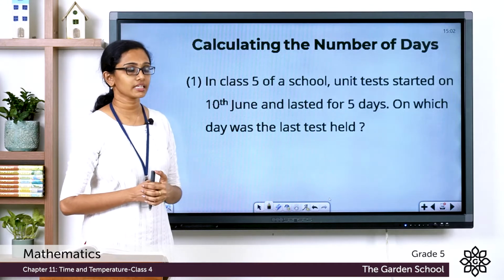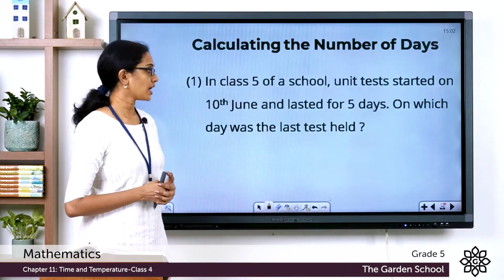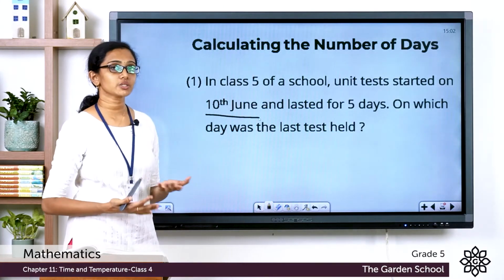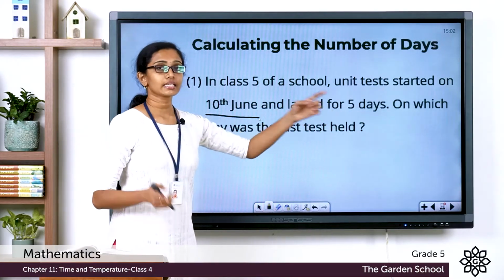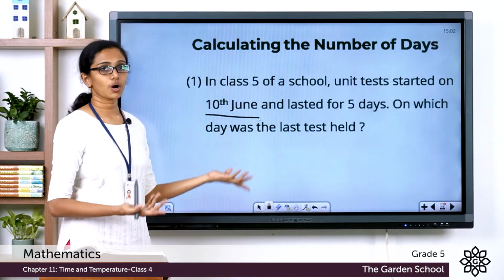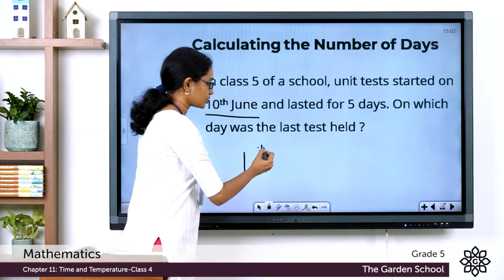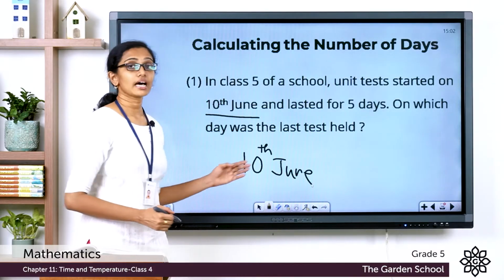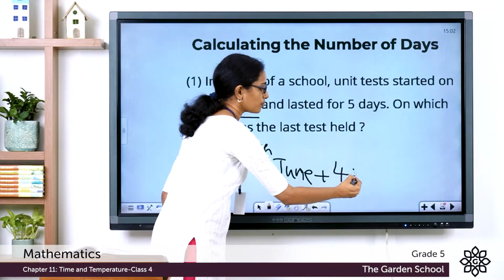So what is mentioned in the question? It says that the unit test for class 5 started on the 10th of June. And how many days did the test last? The test lasted for 5 days including the 10th of June. So the test started on 10th June and this was day 1, and it lasted for how many more days? It lasted for 4 more days.